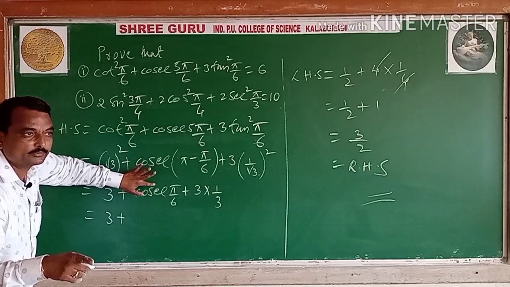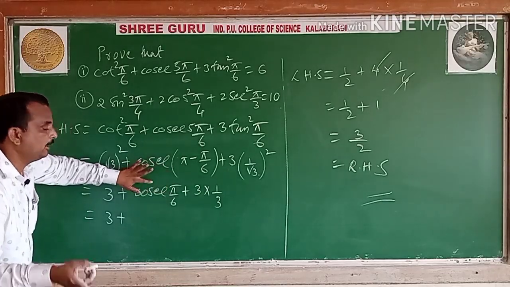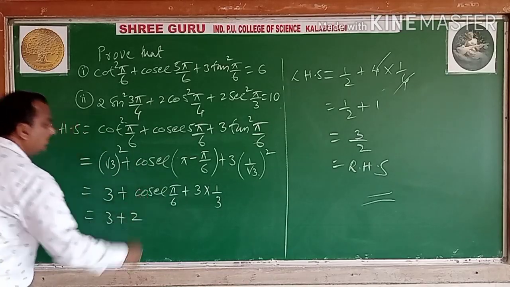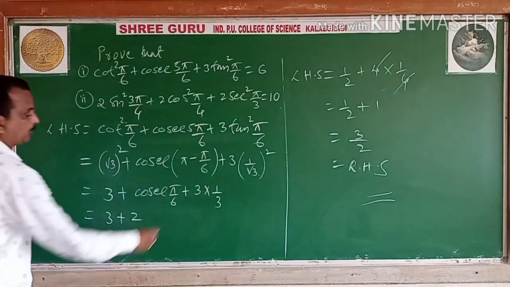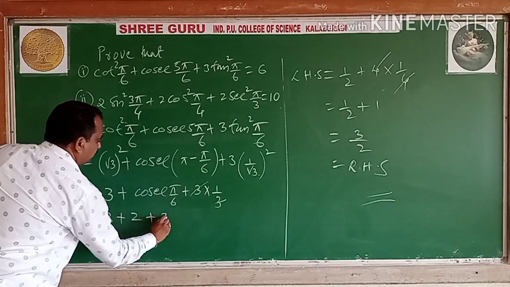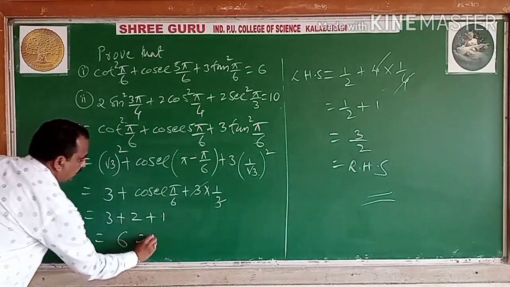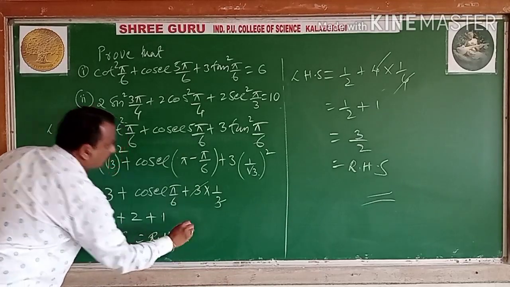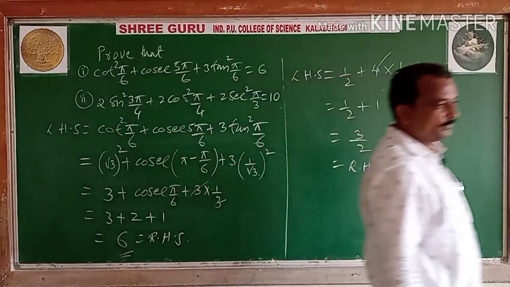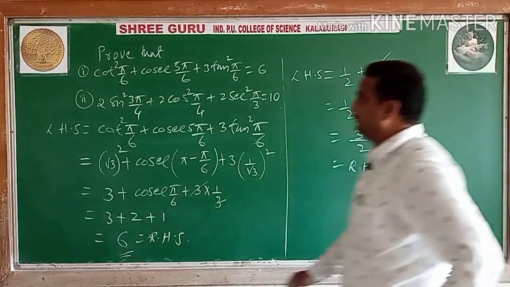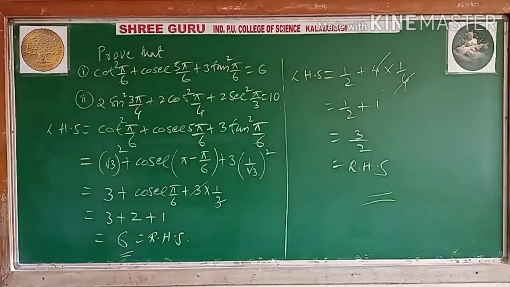See the sine pi by 6, pi by 6 means 30 degree, sine 30, 1 by 2. Cosecant pi by 6, 2 it is, reciprocal of this one. Here 1 it is, 3 plus 2 plus 1, how much it becomes? 6. Is it your RHS? This is your RHS, student. So this is the first one. Let us see the second one.